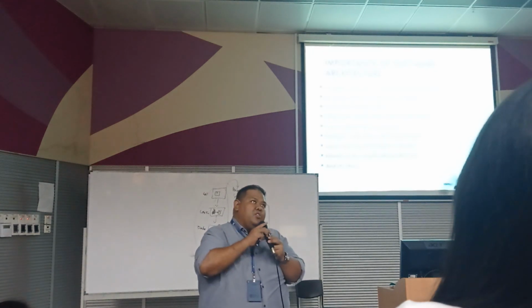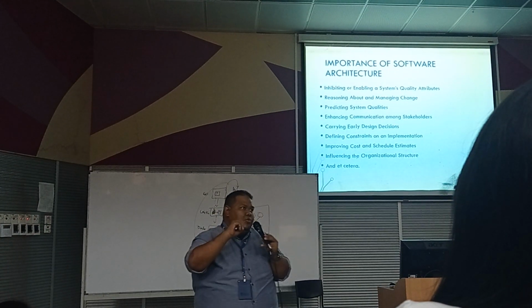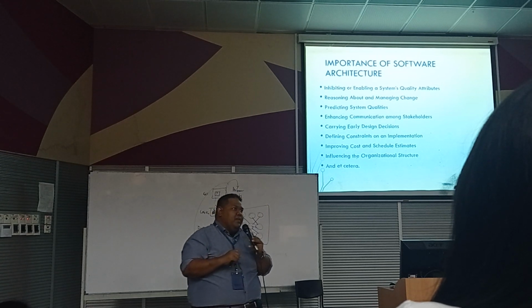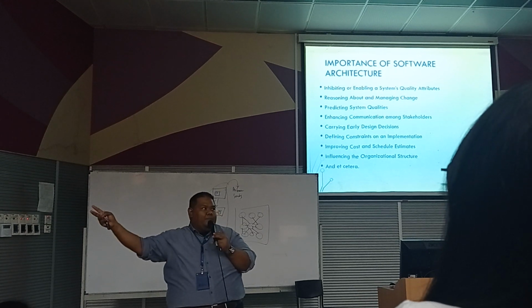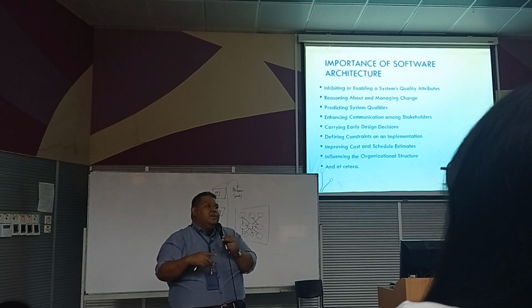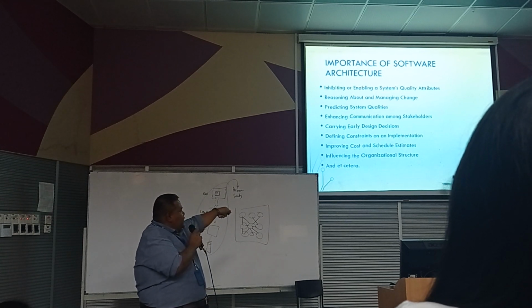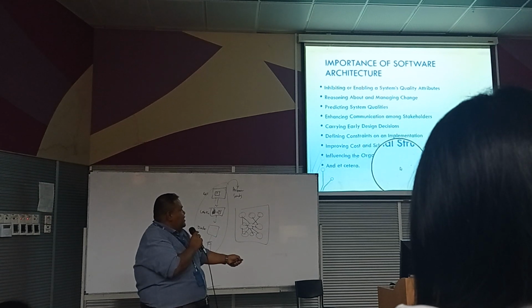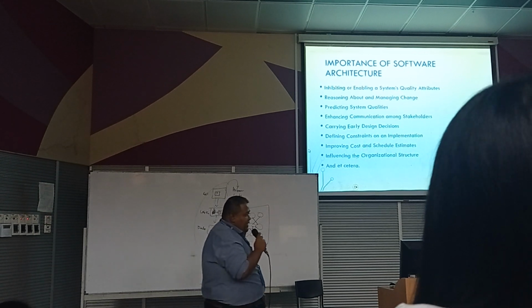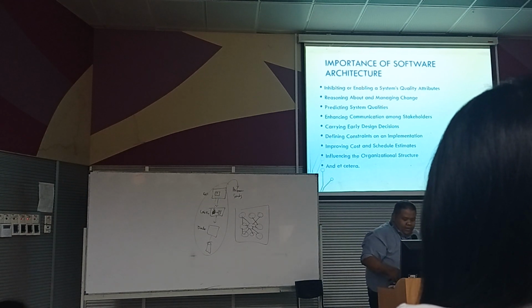For example, let's say I choose one architecture, but from that architecture I need extra 2 people to do the design and also the coding. Then the project management maybe can take 2 people from another project and assign them to my project. That kind of thing. So that's what we mean. It can improve the cost and schedule estimation, influence the organizational structure, and so on and so forth. So these are the key importance of software architecture.